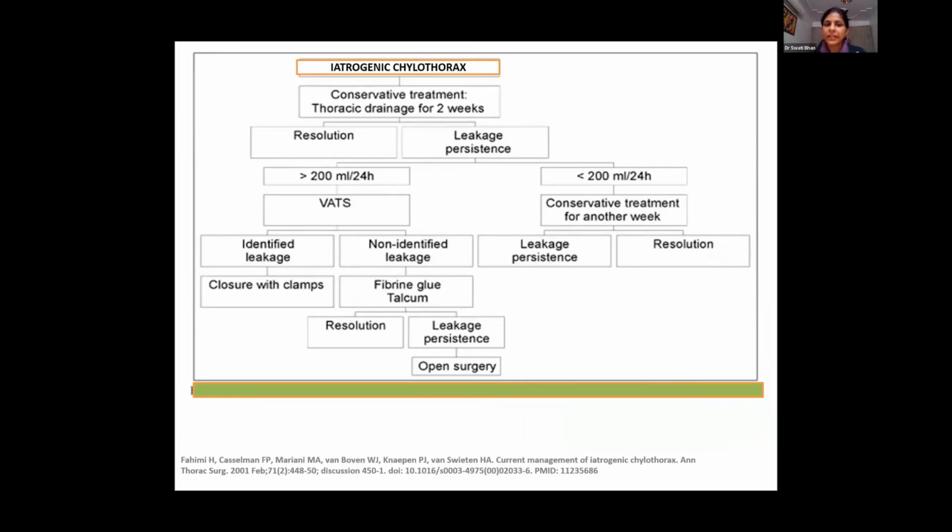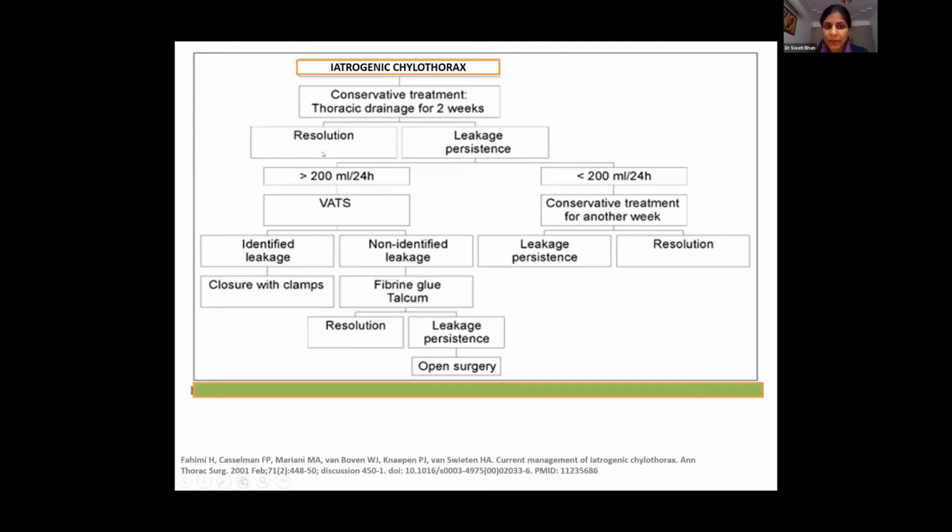a conservative treatment, that is thoracic drainage for 2 weeks. Many cases have reported that with conservative treatment, there can be spontaneous resolution. However, if the leak persists, we can see what the volume of the leak is. If it is less than 200 ml, then we should continue the conservative treatment for another week. It will finally resolve.